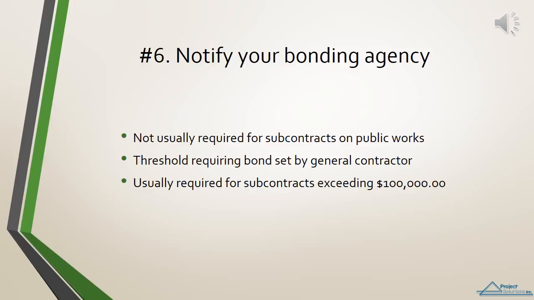Number 6, notify your bonding agency. Unlike prime contracts, bonds typically are not required for subcontracts by law on public works. Instead, each general contractor decides whether to require their subcontractors to bond. The general rule of thumb is a subcontract exceeding $100,000 will require a bond. However, a general contractor can make this threshold smaller or larger, depending on the scope of the subcontractor's work and the type of project. Chances are, subcontractors doing more than $100,000 on public work will eventually encounter a bond requirement.